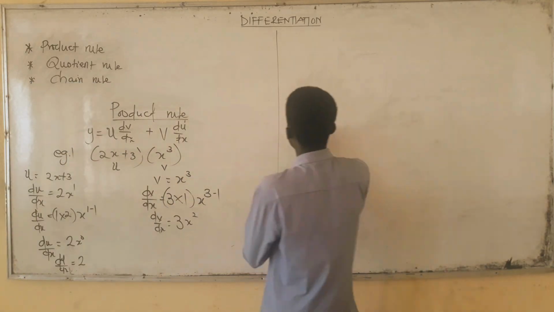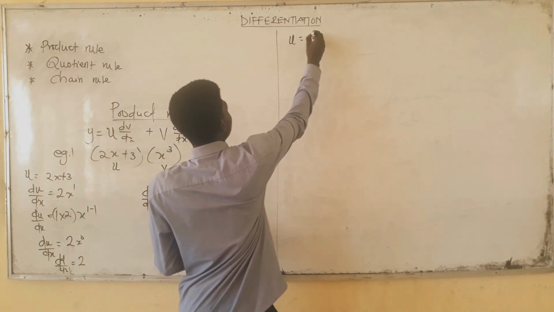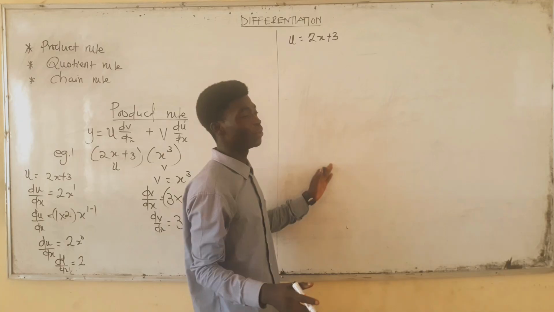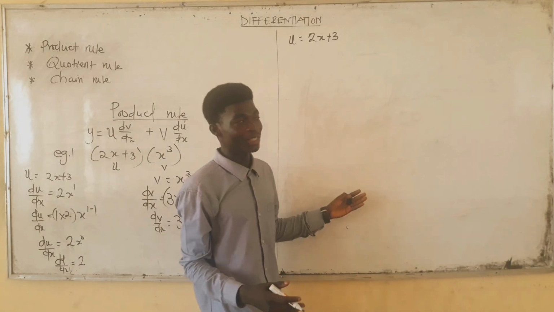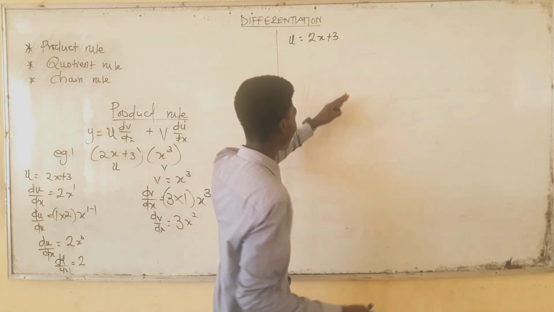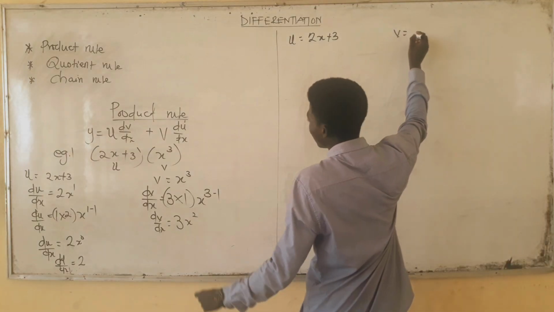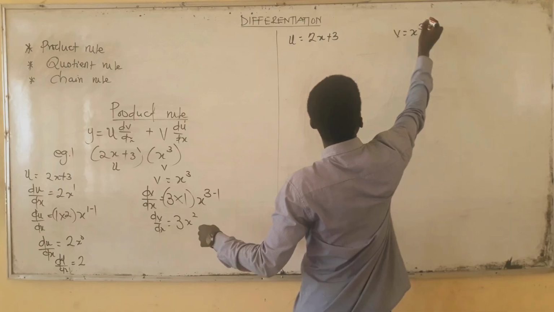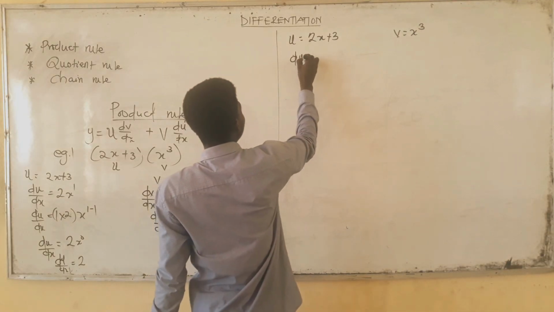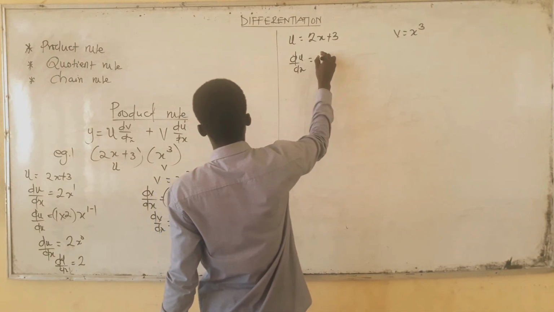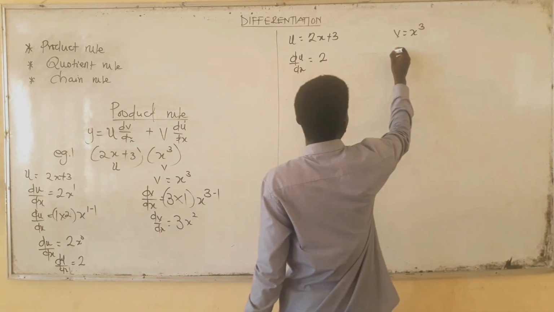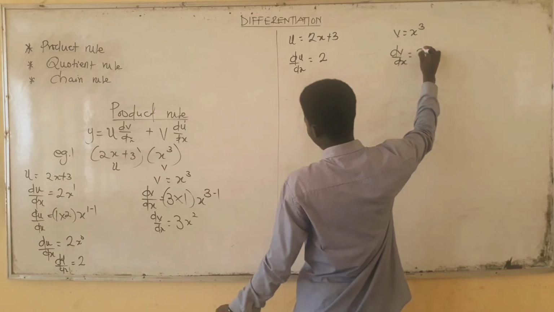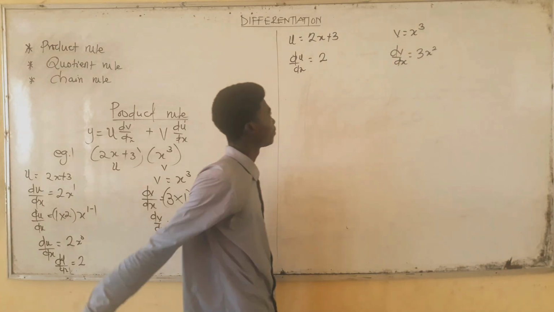Okay, so now we know that our u is 2x plus 3. If you want to make it very simple for you, this is how you go about it. So we know that your u is 2x plus 3. Our v is x raised to the power 3. And our du dx, we had 2. And our dv dx, we had 3x squared.